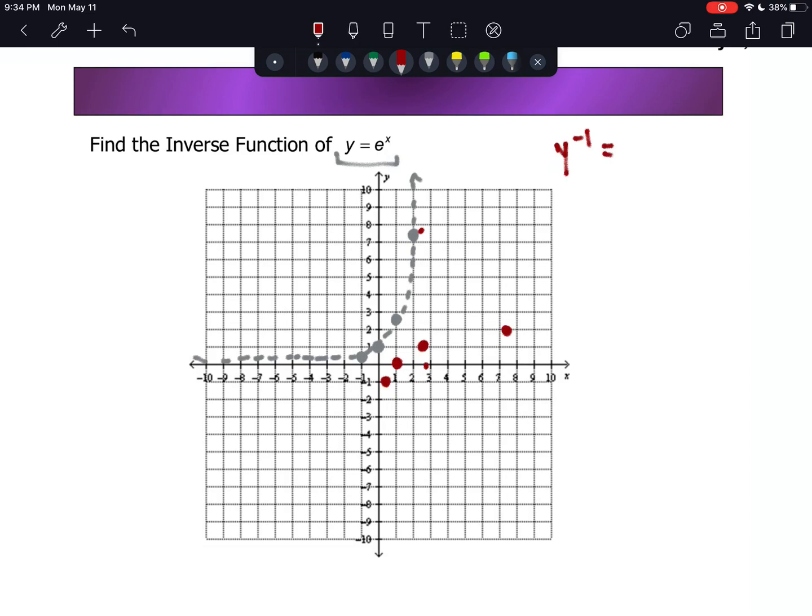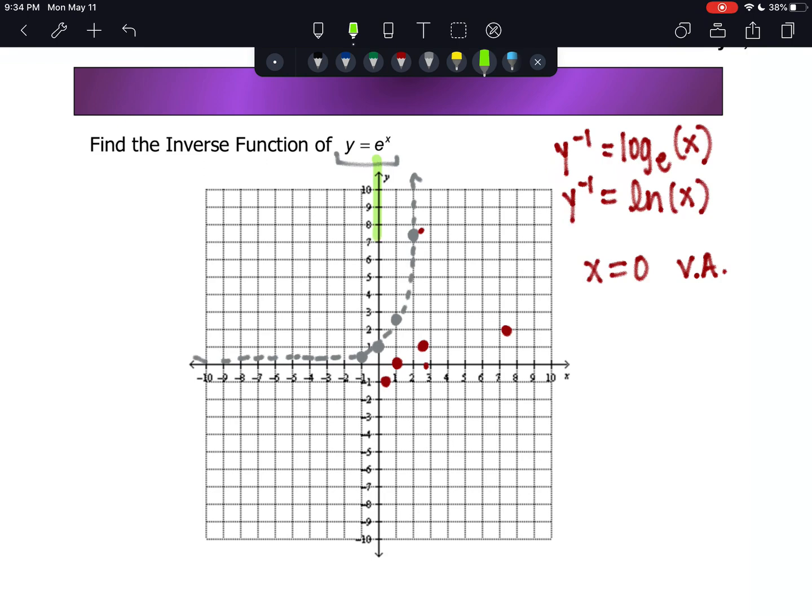Now the inverse is going to be log base e of x, which is the natural log of x. That's our inverse function. I'm going to set my argument equal to 0 to get the vertical asymptote. So x equals 0 is my vertical asymptote. And then I know that I am going to draw this curve and just hug that vertical asymptote. It will never touch it, nor will it cross it.